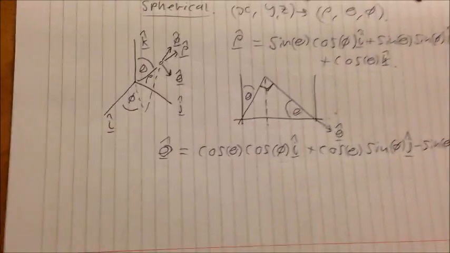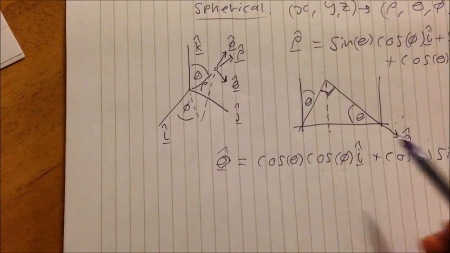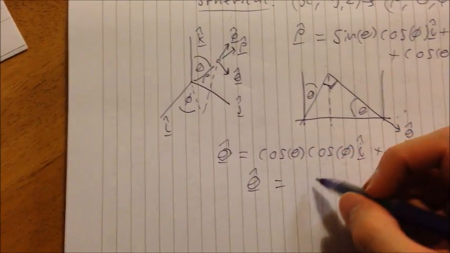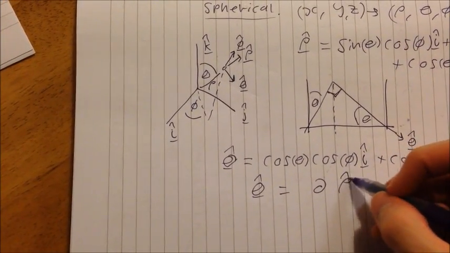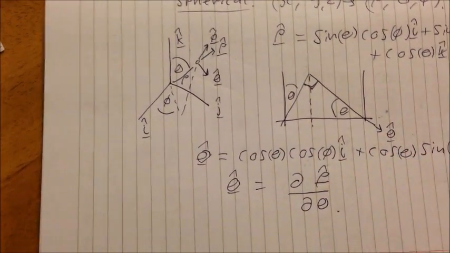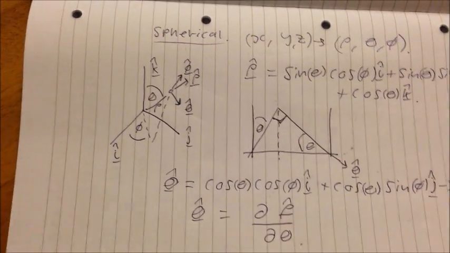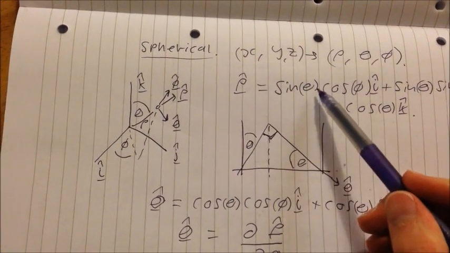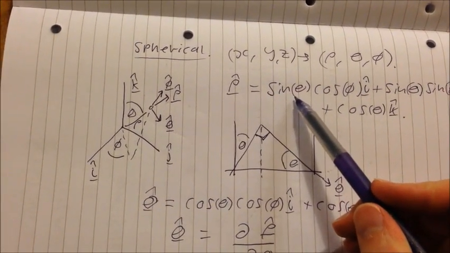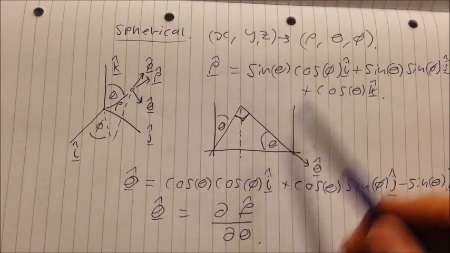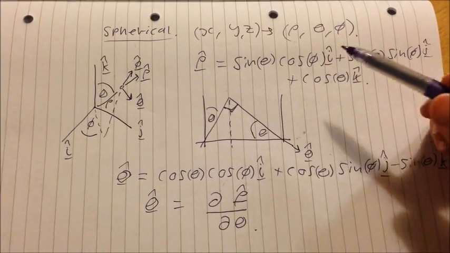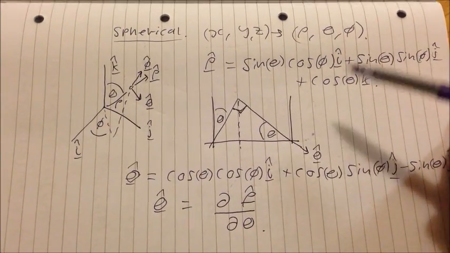Yeah, that's correct. So the second explanation for this, which you may think is better because it's more concise, is that theta hat is equal to the partial derivative of the rho hat unit vector with respect to theta. So you can see that if you look at this and differentiate it with respect to theta partially, sine goes to cos, don't change the sign, and that will end up with this. The i component will be the same then.